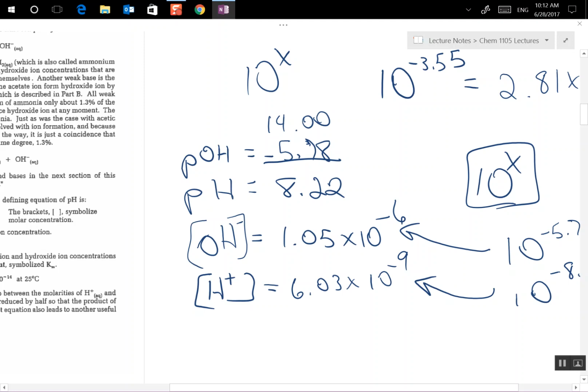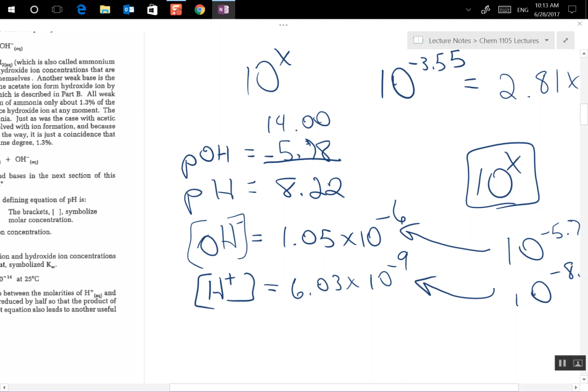HCl, acid. H3PO3, acid. NH3, what did we say NH3 was? NH3 is ammonia. It is a base. Okay? Sodium hydroxide, base. Good.